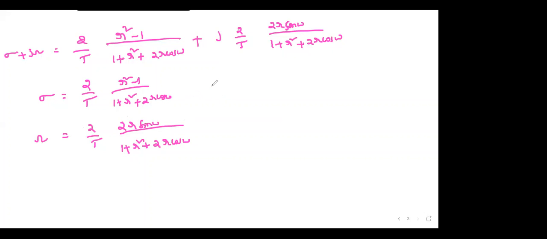Therefore, now we will check different cases. The first case: we see what will happen for the poles inside the unit circle. Inside the unit circle means r is less than 1. Less than 1 is inside the unit circle, the radius is less than 1. Therefore, what will be the sigma value if r is less than 1?